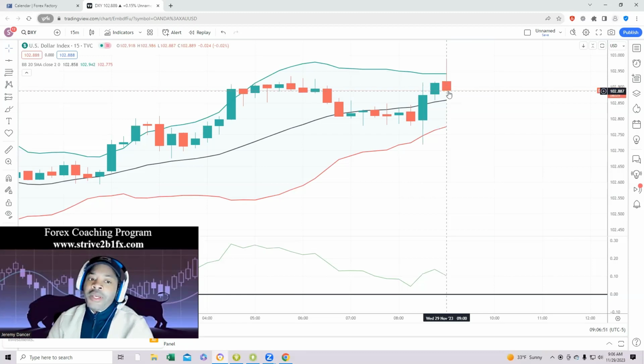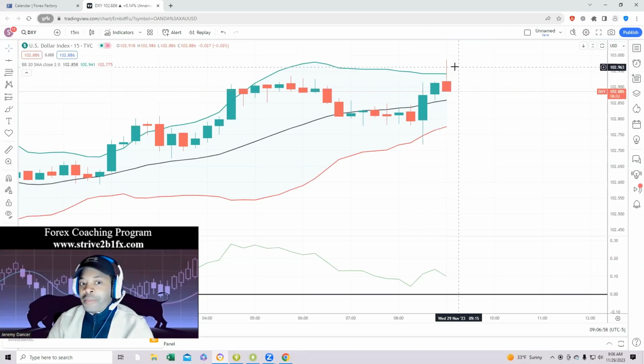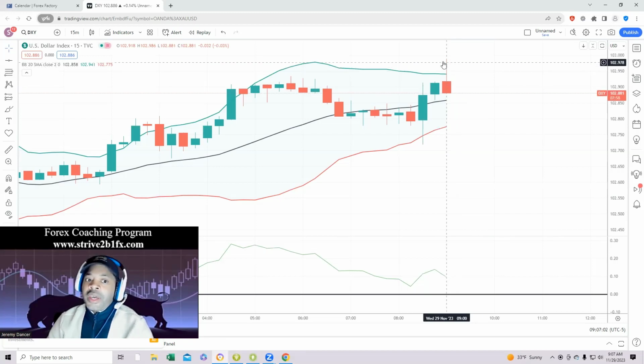What that means is the buyers tried to push the price even higher, but then the sellers came in and said, no, that's not happening. We're going to reject that price from going up. And now the sellers are taking control of the price and it's dropping down.